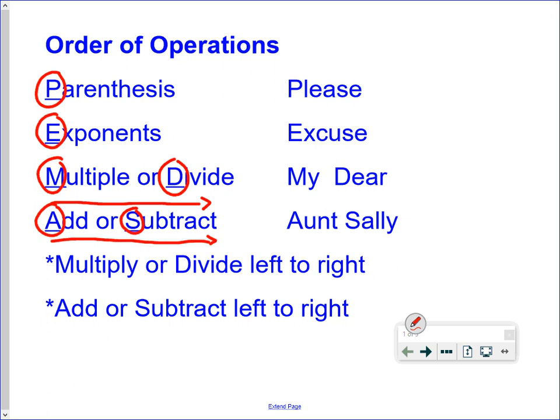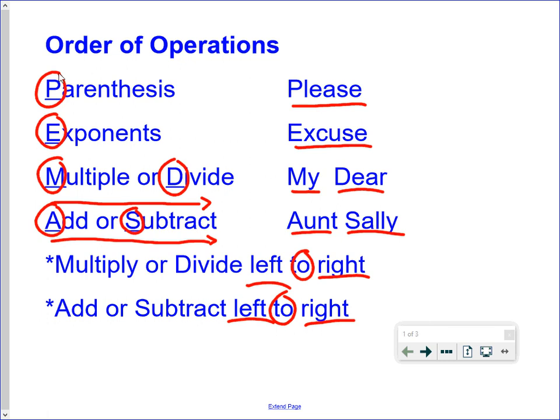Now the saying that kids learn over the years has been, please excuse my dear Aunt Sally. While that saying is fine, it's not always accurate, because multiply or divide has the same or equal importance. So whichever one comes first, left to right, must be done first. Same thing for add or subtract. Aunt Sally could sometimes be Sally Aunt, and my dear could sometimes be dear my, because we have to do this whichever one comes first, left to right. And I'm going to show you an example here on the next screen of why that's true.